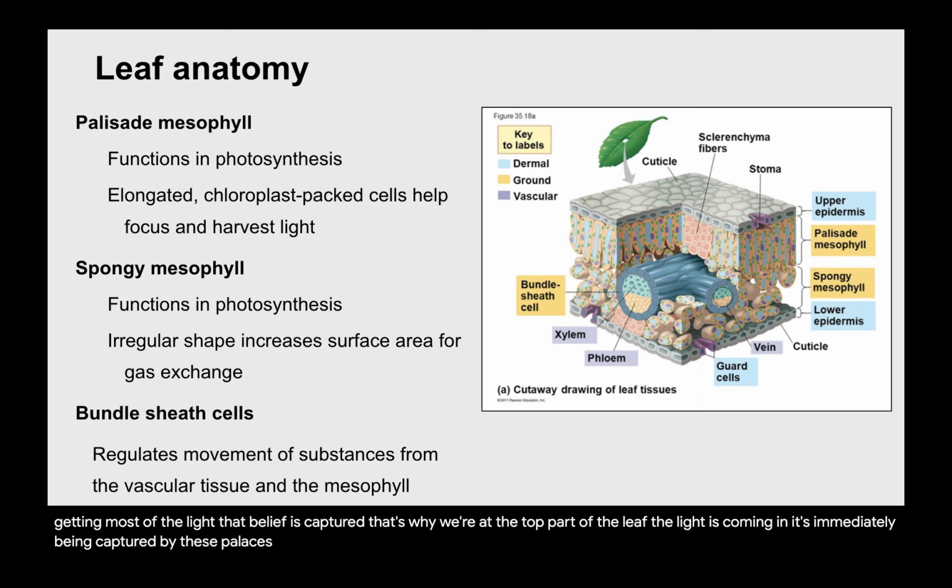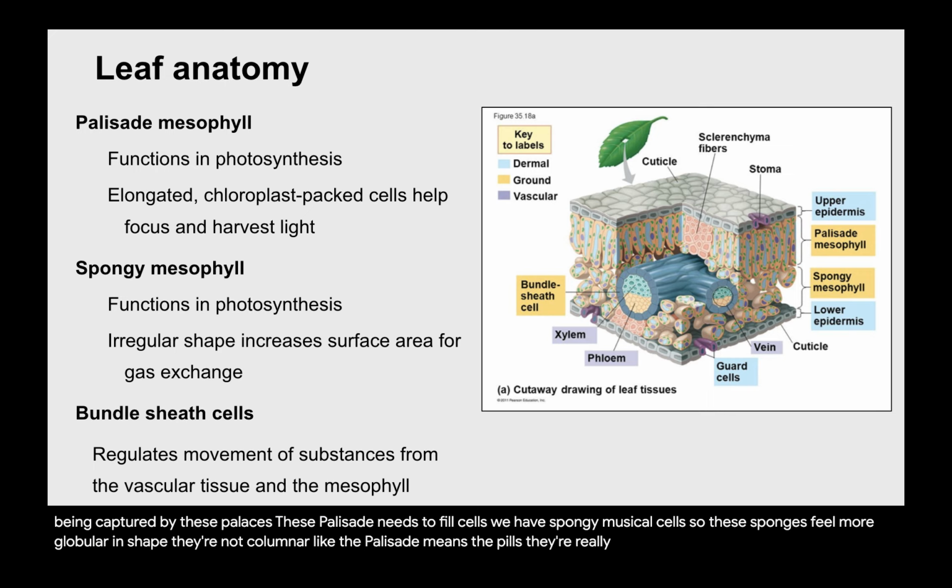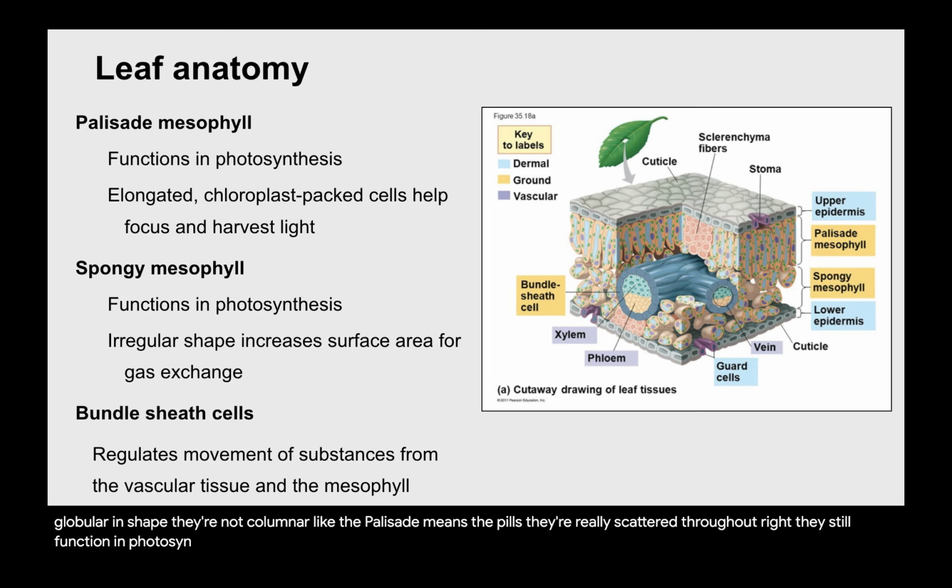Underneath these palisade mesophyll cells, we have spongy mesophyll cells. So these spongy mesophyll cells, they're more globular in shape. They're not columnar like the palisade mesophylls. They're really scattered throughout. They still function in photosynthesis. They still have chloroplasts. They're getting kind of the leftover light as it moves through this leaf here.